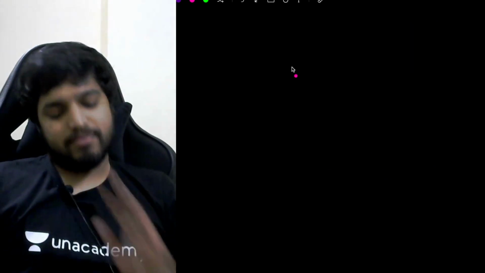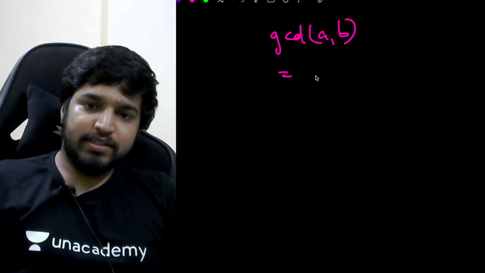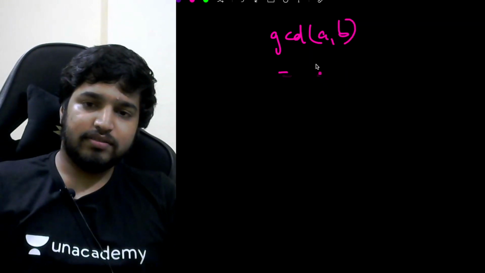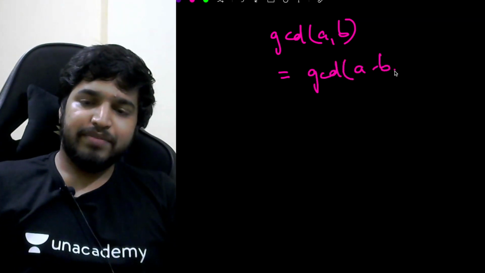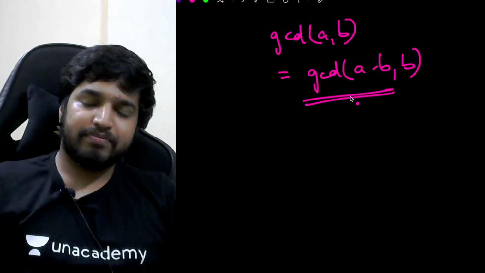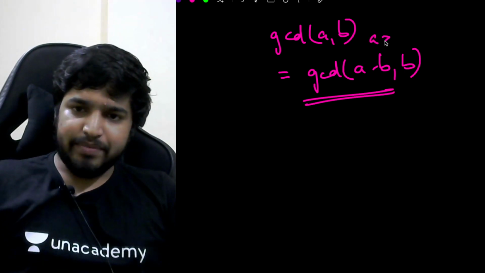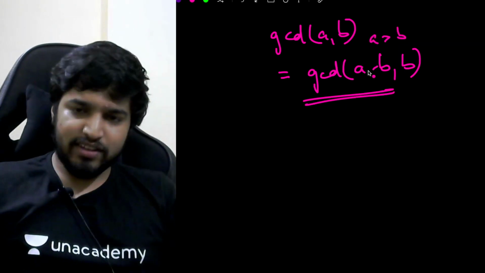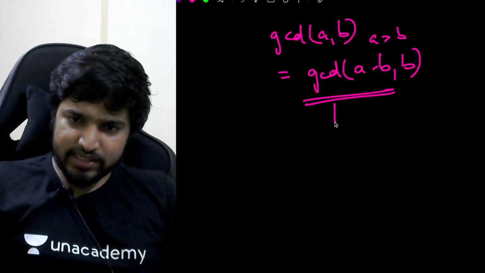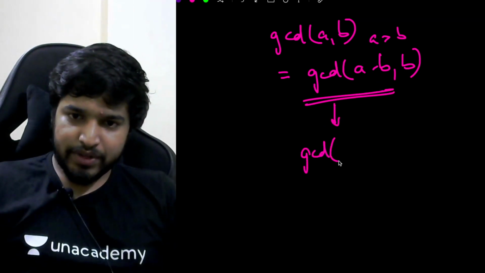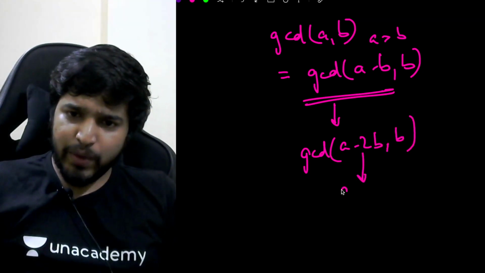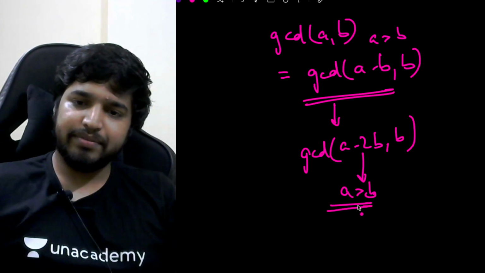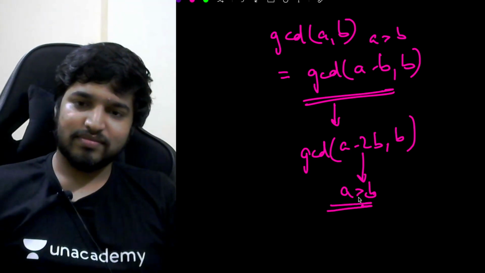So, GCD of A comma B equals GCD of A minus B comma B, where A is greater than B. Handwriting is bad sometimes. We can further write this as GCD of A minus 2B comma B, and we can keep doing this while A is greater than B. Right? Awesome.